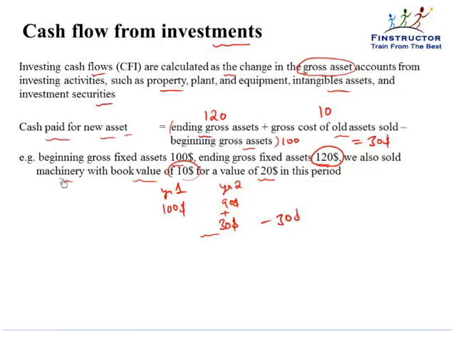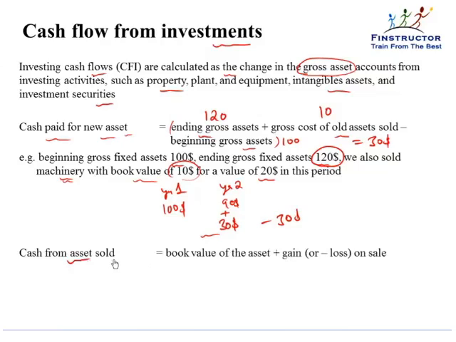We also sold some machinery, so the cash received from the assets sold. In this case, we know that it's an amount of $20 because we received $20 from the sale of the old asset. It can also be calculated as the book value of the asset, which is $10, plus the gain or loss on the sale, which is another $10 in our example.